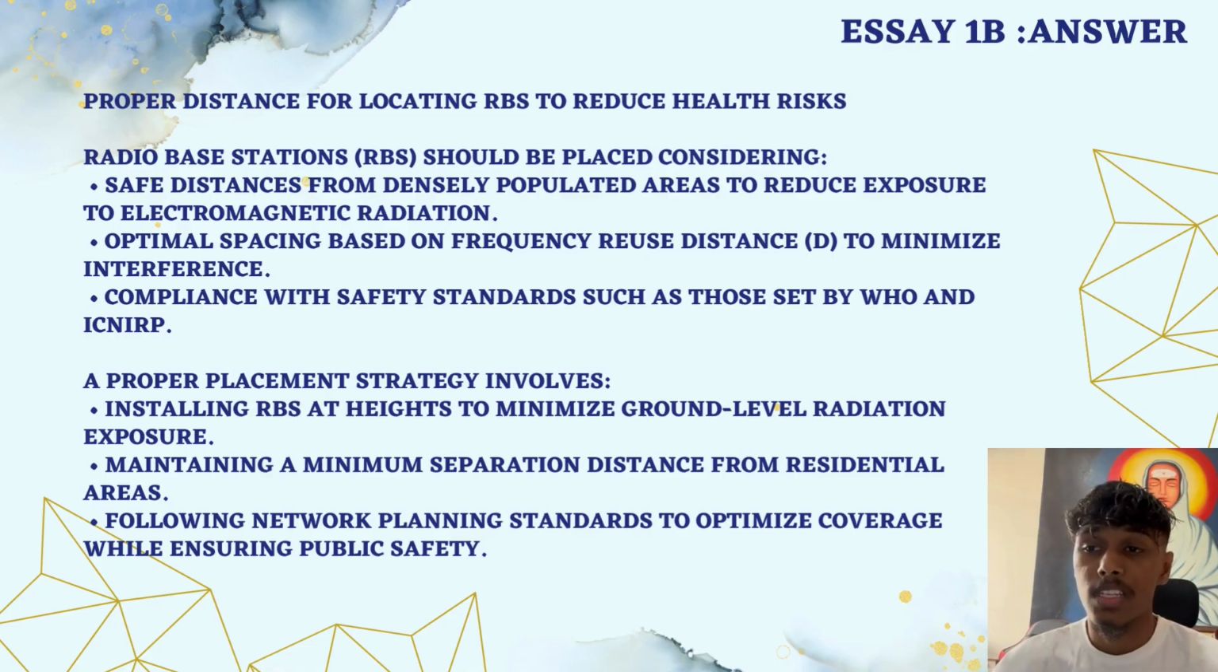So a proper placement strategy involves installing RBS at height to minimize the ground level radiation exposure. So basically we need to find a place that is high, such as mountains, so we can avoid the ground level radiation exposure, and maintain a minimum separation distance from residential areas. As I said earlier, RBS produces electromagnetic radiation, so we should place the RBS far from the residential area, because a lot of people will be staying there. Lastly is following network plan standards to optimize coverage while ensuring public safety.